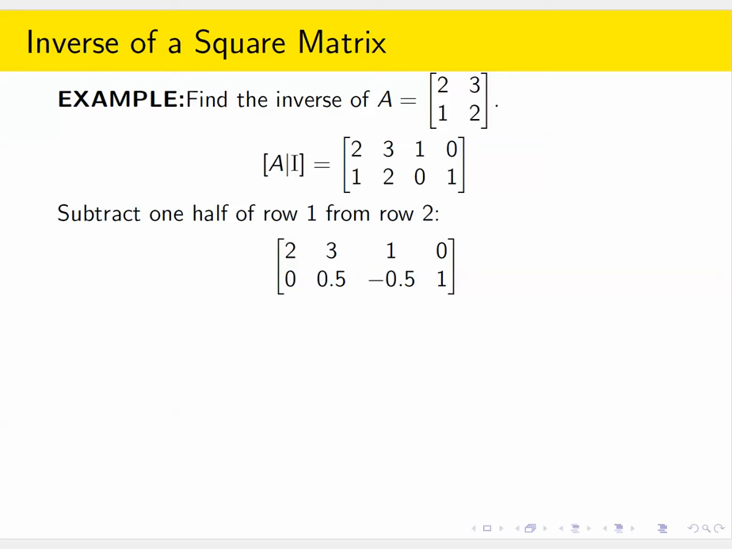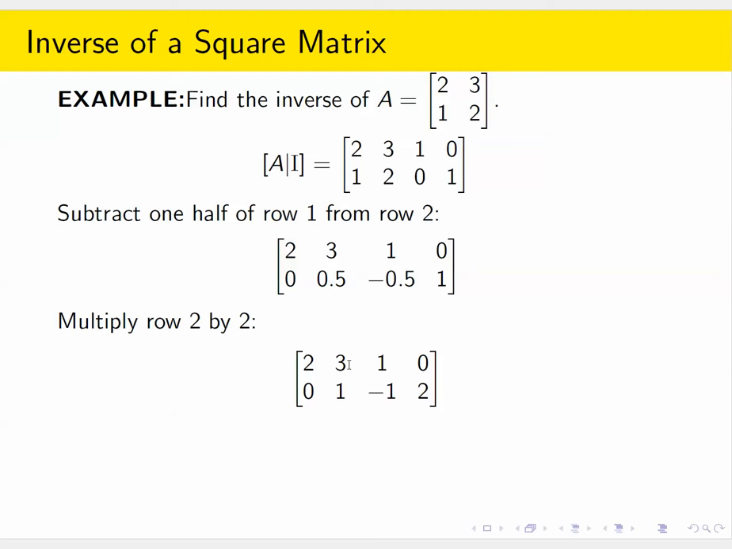Now we're going to perform elimination. And so in order to do that, I'm going to subtract half of row 1 from row 2. That allows me to get a 0 in this second row first column entry. My next goal is to make this entry into a 1, so I'll multiply row 2 by the number 2.